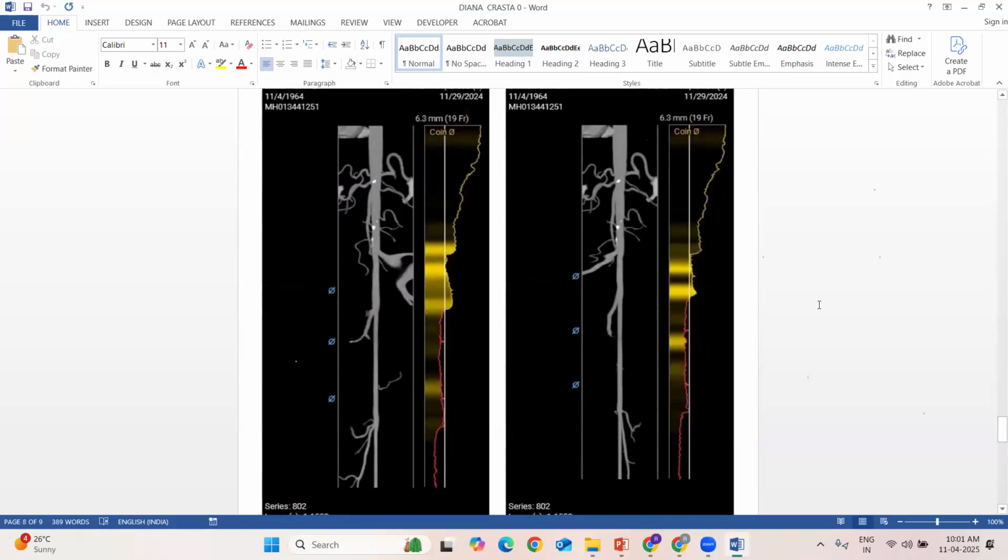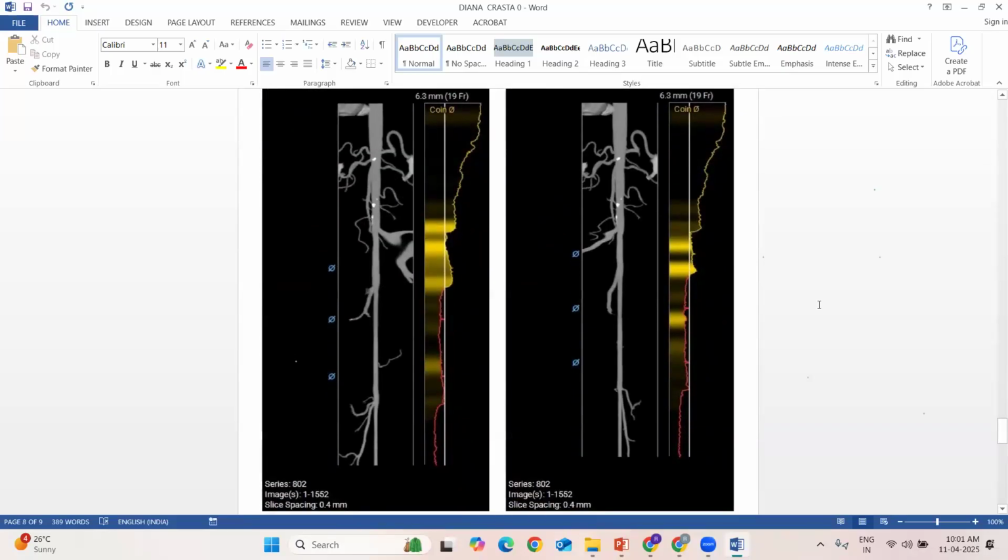And you can see this cross sectional view also.